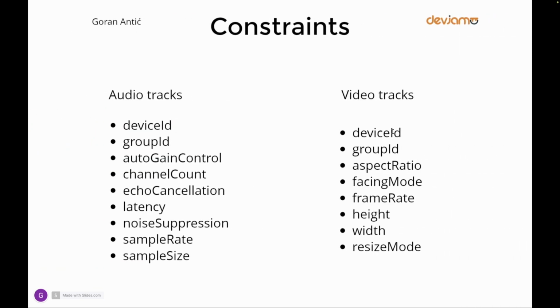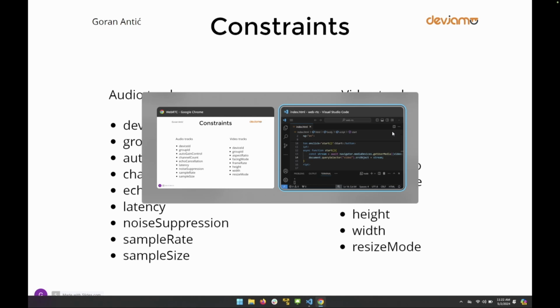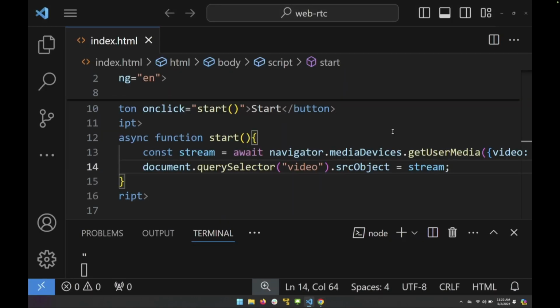That's where constraints come in. You kind of need to be smart and figure out with your constraints what you want. And constraints, I'm gonna just quickly show how I used it in code. Constraints is this part. When I ask for user media, I describe what I want. In this case, I just put video to be true. That means just give me a video stream, and that's it.